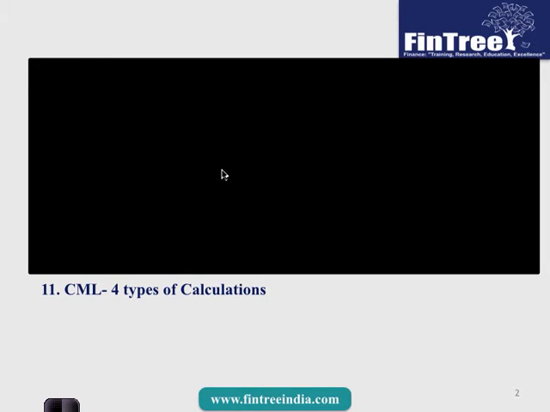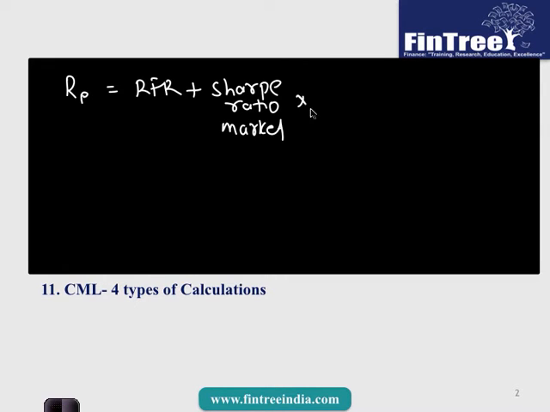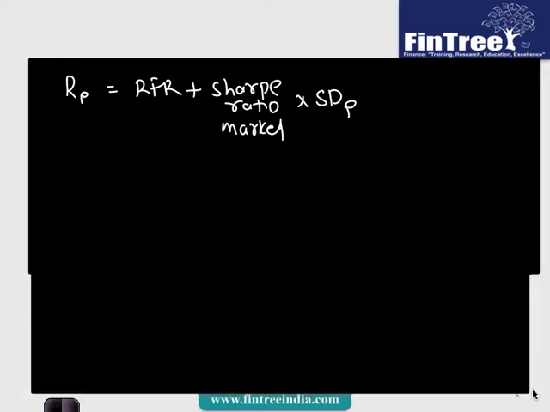So let us say that we have been given, the standard formula for CML: expected return on a particular portfolio P is equal to RFR plus the Sharpe ratio of the market multiplied by the standard deviation of portfolio P. This is the standard formula, and there are generally 4 types of questions that we can expect on this.